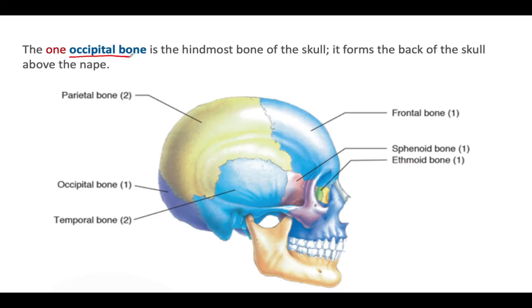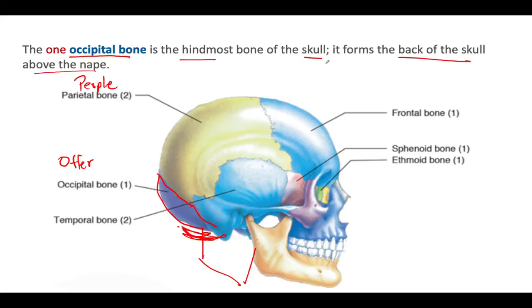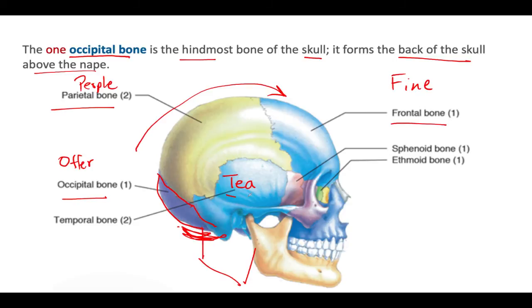We'll look at the occipital bone. It is the hindmost bone of the skull. It forms the back of the skull above the nape. So right here we have the neck, and right here is our nape, and right above the nape we have the occipital bone. Going in a clockwise manner, we remember the phrase "Of fine people". T, and our hairs are temporal, so we look at it as a T. In a clockwise manner, we find occipital, parietal, frontal bone, and then our temporal bones.